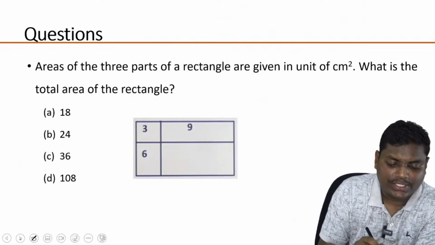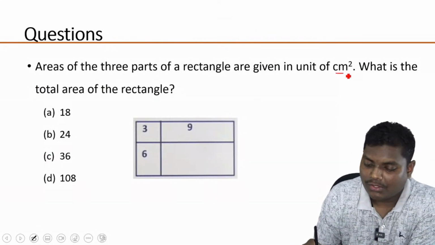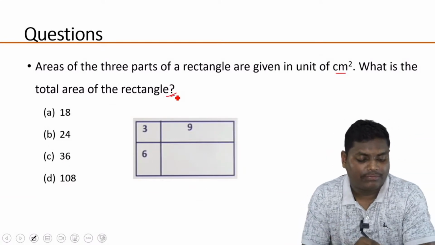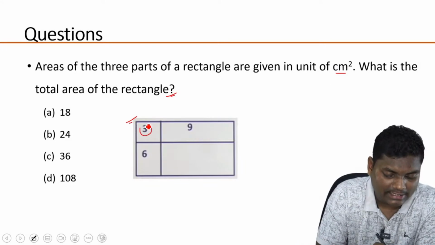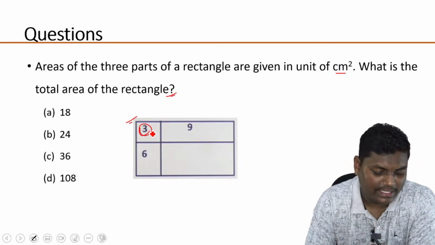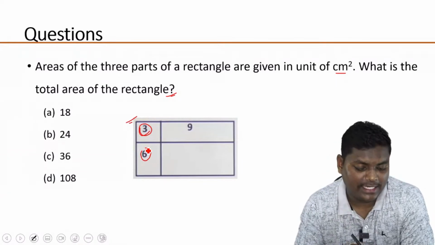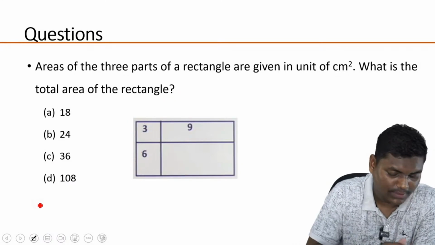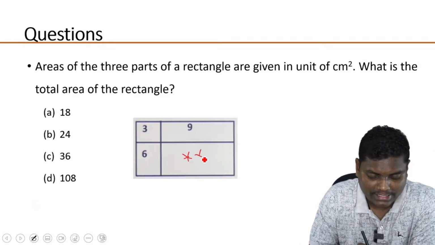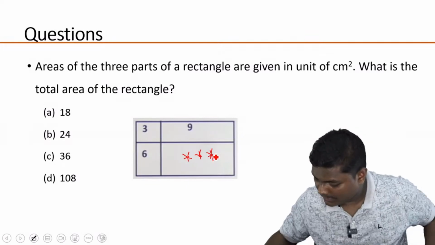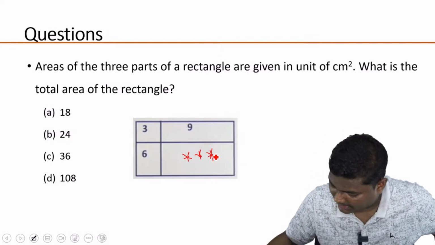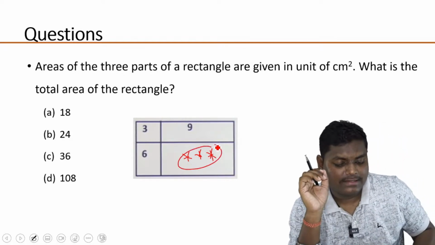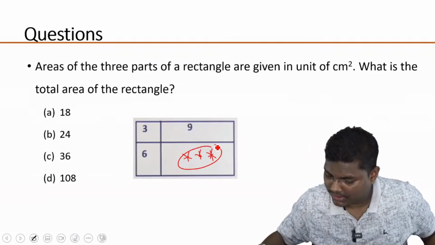The areas of 3 parts of a rectangle are given in unit centimeter square. So what is the total area of the rectangle? If this is the rectangle, the area of this portion is 3, it is given. The area of this portion is 6, and the area of this portion is 9. So you have to find the area of the total rectangle. For that, first you have to find the area of this place. Try solving this question.